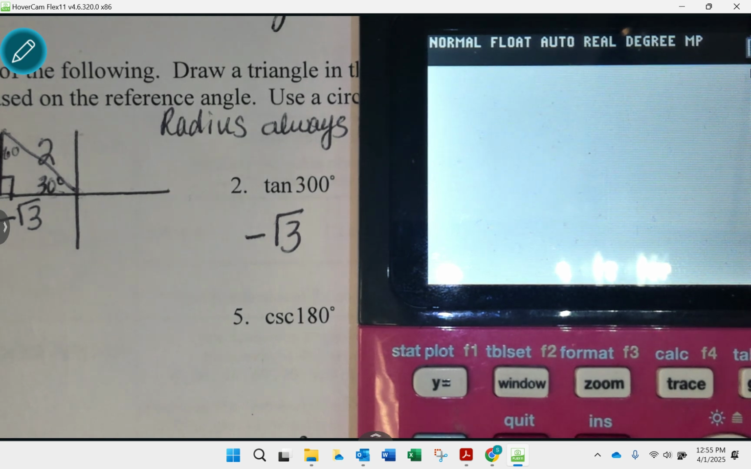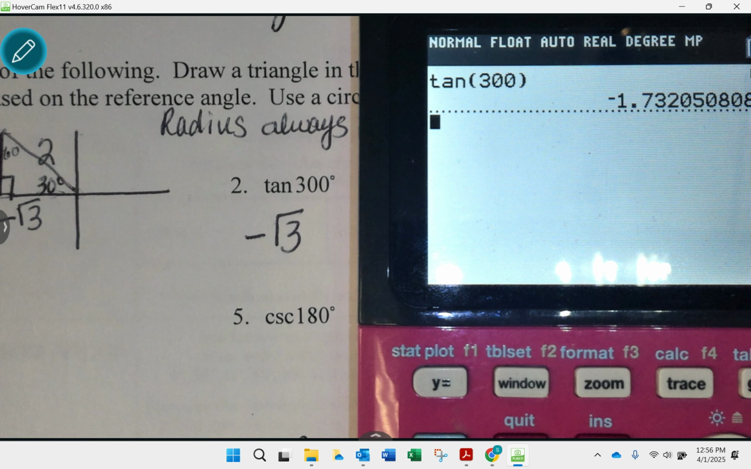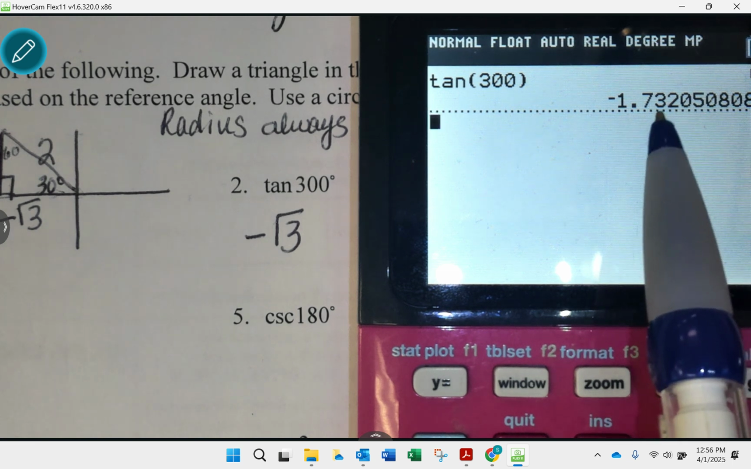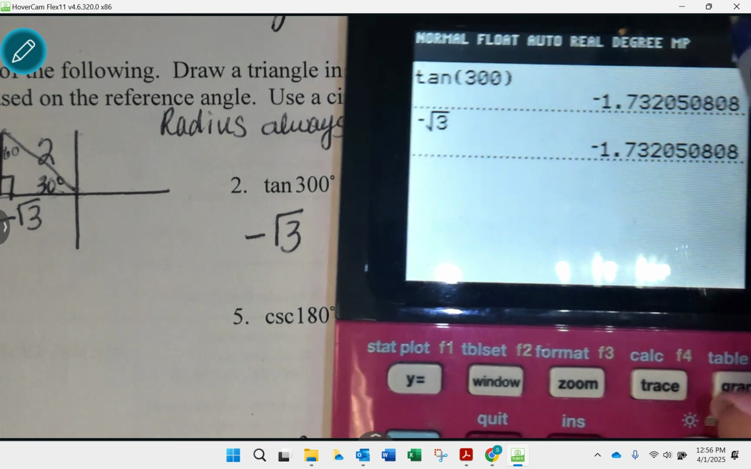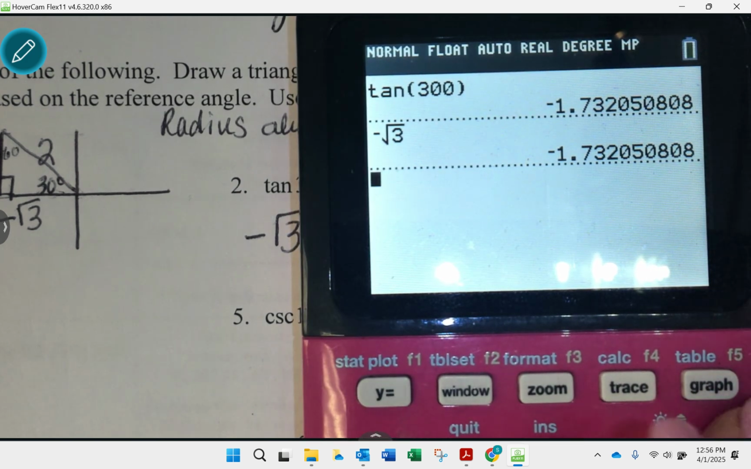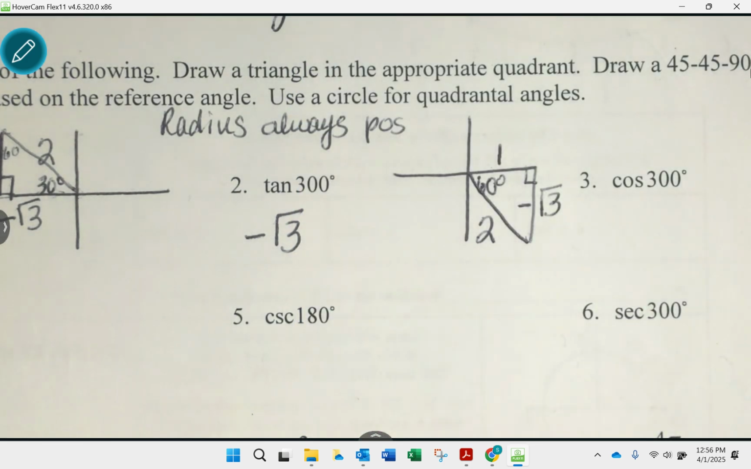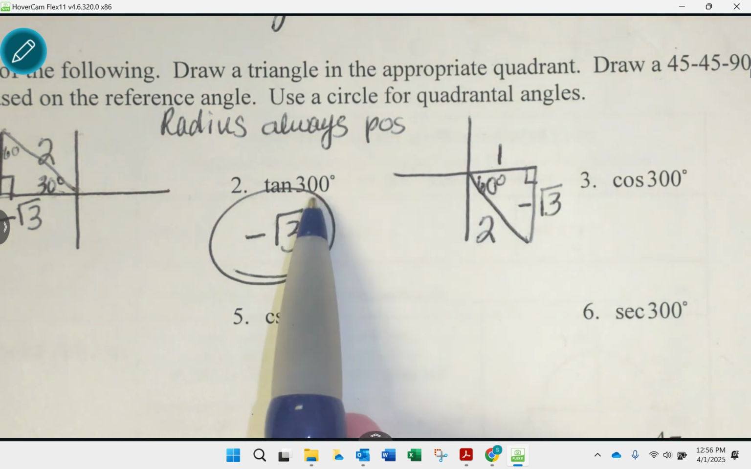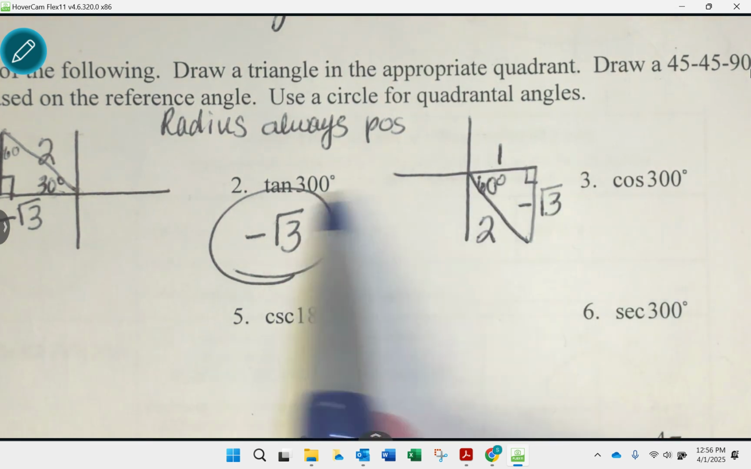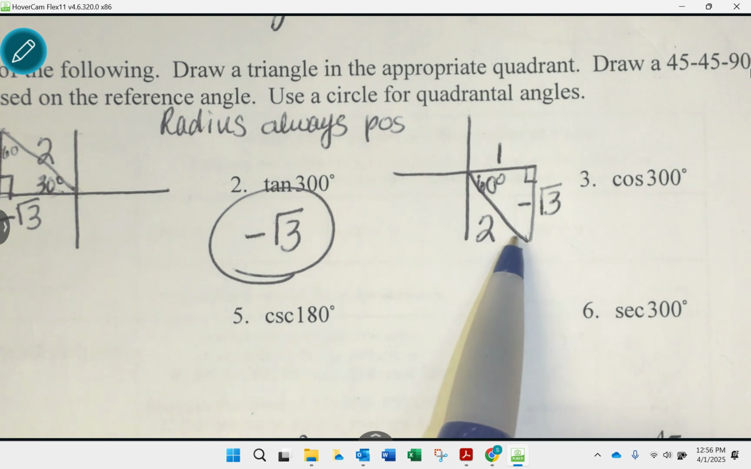Check it. Type in the tangent of 300. Gives me that answer. Well, that's an approximation. The calculator can't give exact answers. So type in negative radical 3. Are they exactly the same? Yes, so we are correct. On your own, use the same angle we just drew because it's the same angle measure. And now find the cosine of 300.